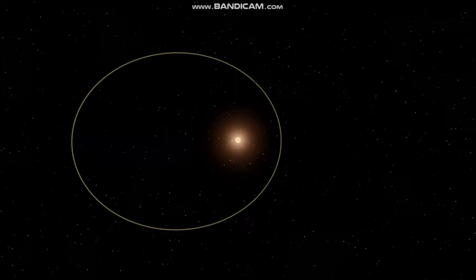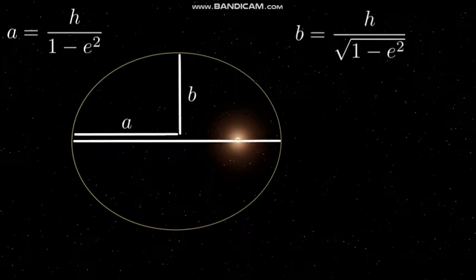Right, so we now know what we mean by the terms semi-latus rectum and eccentricity. We can use these to determine the two final components of our orbit, the semi-major and semi-minor axes, A and B. And then we have everything we need to understand our orbit.